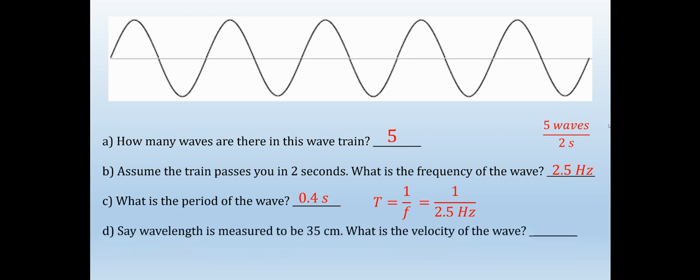So now we say that the wavelength is 35 centimeters. What is the velocity of this wave? Now remember, we have 2 ways we can find this. We can use either one because we now know the frequency and the period of the wave. So the velocity can be found by using the frequency times the wavelength, or the wavelength divided by the period. Both of these are going to give us the same answer. So 2.5 times 35 and 35 divided by 0.4 are both going to be 87.5 centimeters per second.